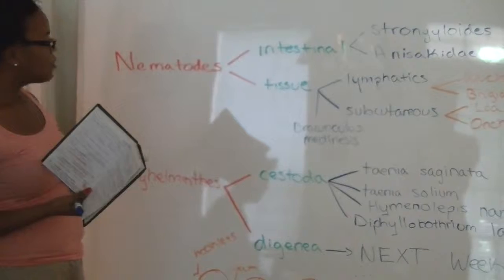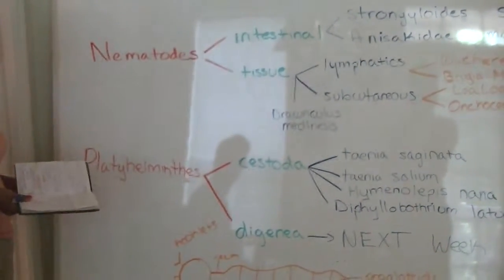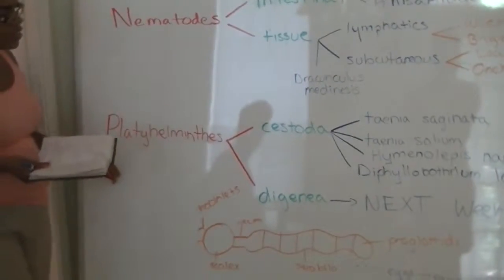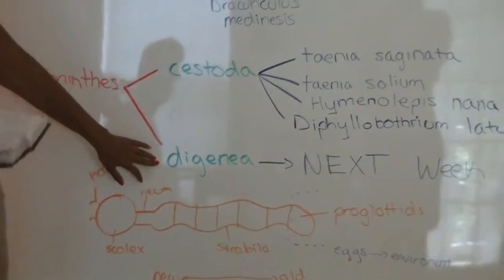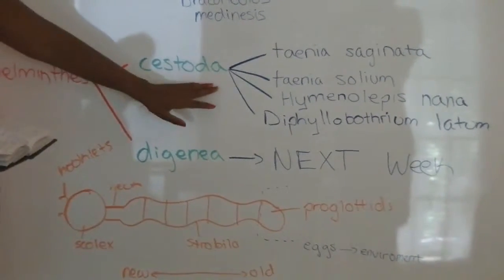Okay. The rest is available through notes. The second group that we talked about is Platyhelminthes. These are the flatworms. And we have 2 groups, the second one of which we'll talk about next week. Cestoda is the group that we focused on this week.